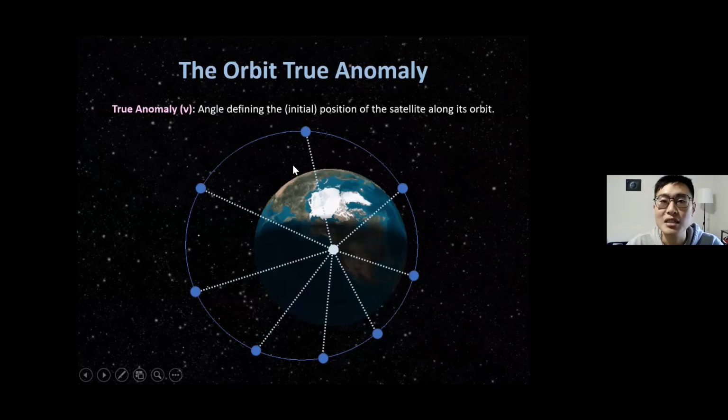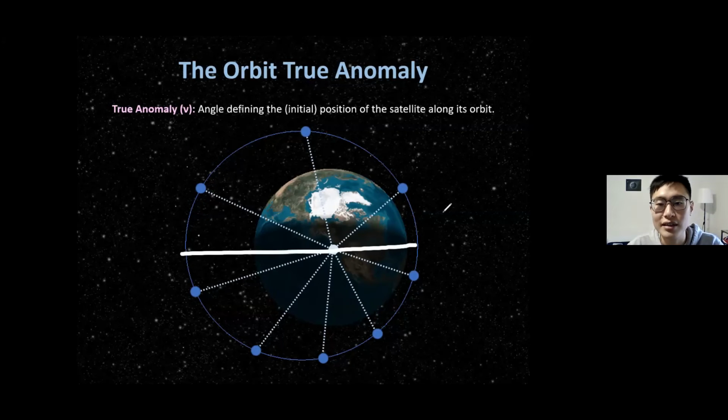So true anomaly is just the position of where you are along the orbit. It's the angle measured from the line of apsides, which is the line that connects the furthest point of the ellipse to the closest point of the ellipse. So typically it looks like this, and periapsis is here. So this is your periapsis. People would measure this angle here. This is called your true anomaly.